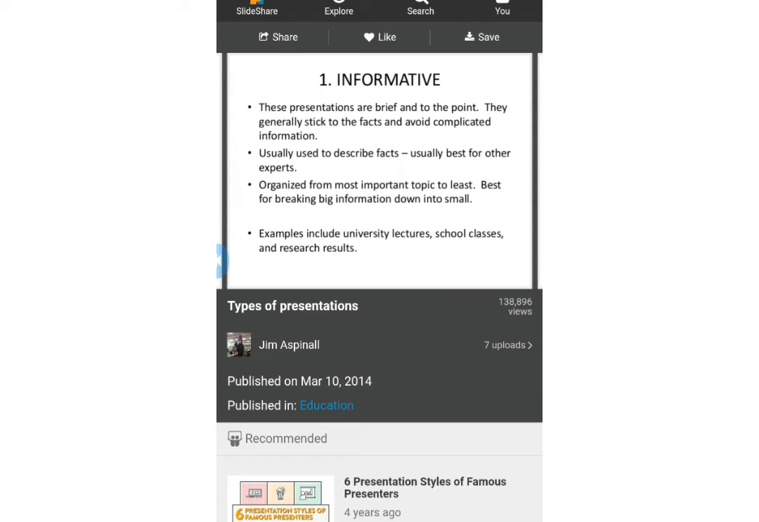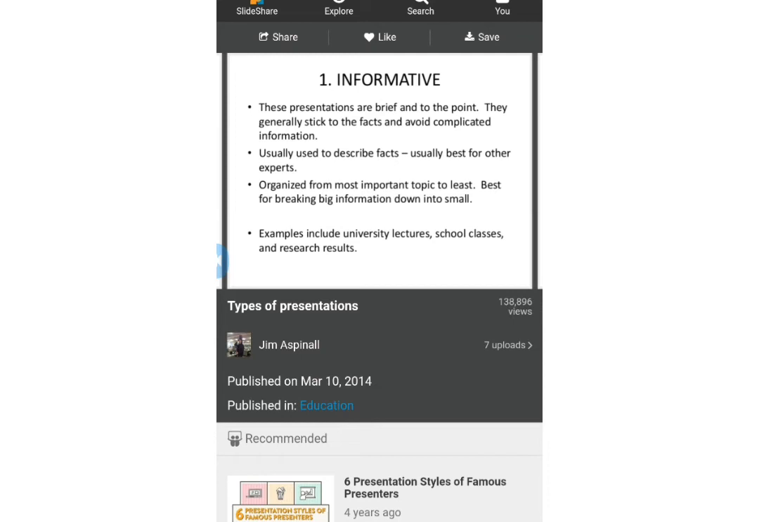They generally stick to the facts and avoid complicated information. It is not very complicated, because it is short, it is brief. It only wants to inform. For example, this lecture that I'm giving right now has to be brief and to the point. I cannot go into stories and details and history of everything. So it will only give you information about what is presentation skill. So that is an informative presentation.